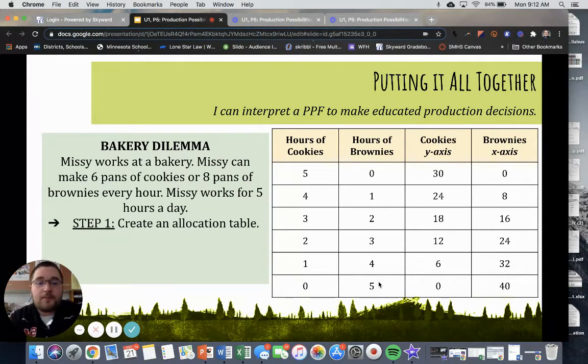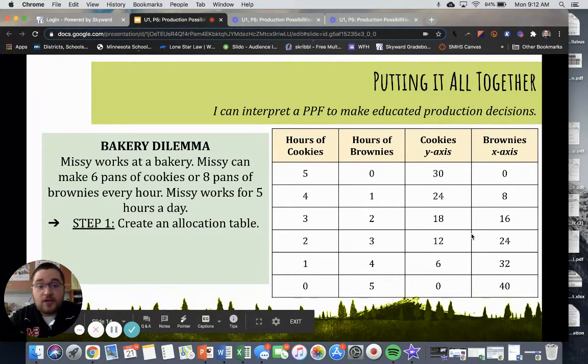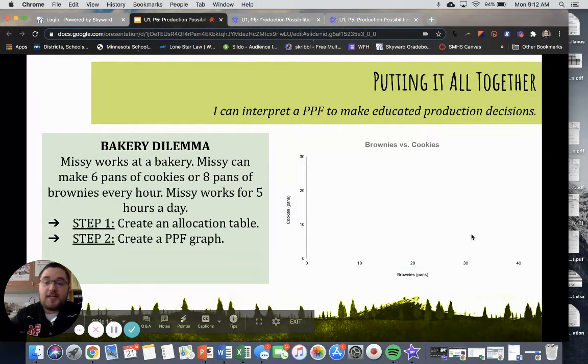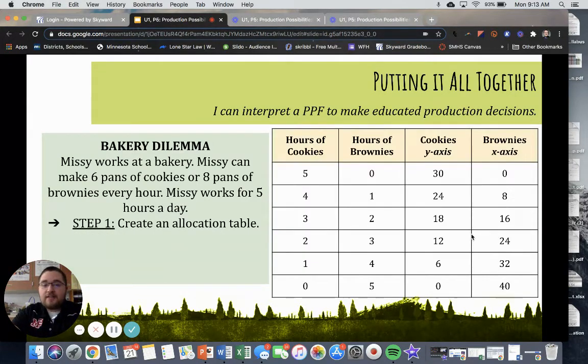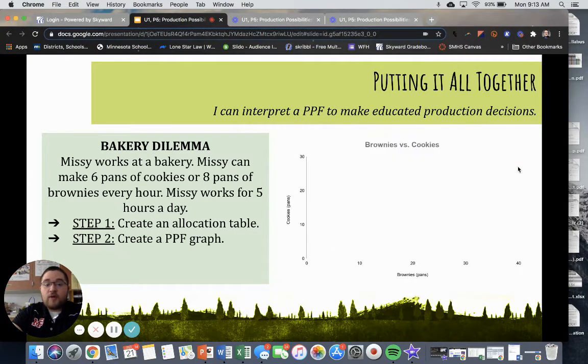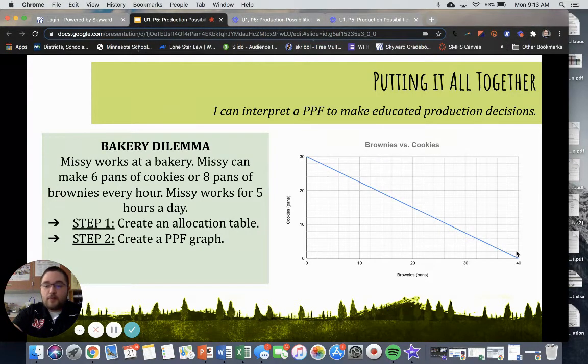Okay, so to clean it up a little bit, this shows what our answers would be without the math there. So now step 2 is to create a PPF graph. We know that we're plotting our cookies on the y-axis and our brownies on the x-axis. These can really go any which way you want. It's just important to be consistent. So I chose to put cookies on the y-axis and brownies on the x-axis. And I'm going to go back to this allocation table and plot. So we know that on the y-axis at 5 hours, we are producing 30 cookies and 0 brownies. So I can go over here and plot point A at 30 cookies and 0 brownies right there. And we're going to go through and plot all of these different points.